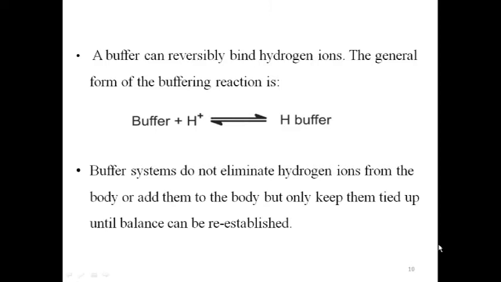The main property of a buffer is that it can reversibly bind hydrogen ions. The general form of the buffering reaction is buffer plus hydrogen ions, and it is a reversible process. Buffer systems don't eliminate hydrogen ions from the body or add them to the body, but they keep them tied up until balance can be reestablished.